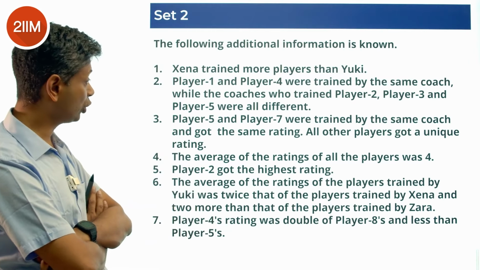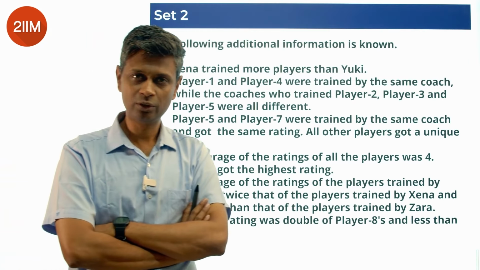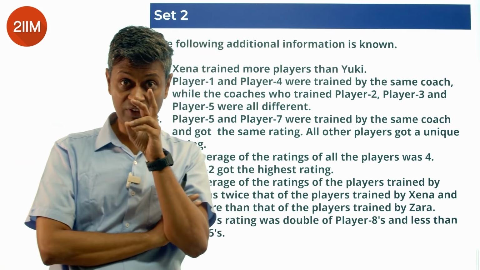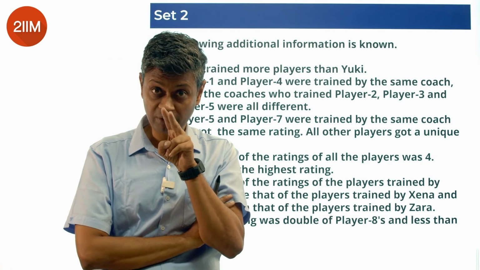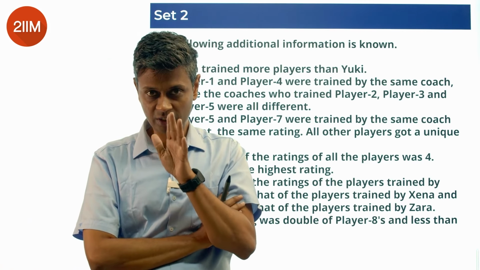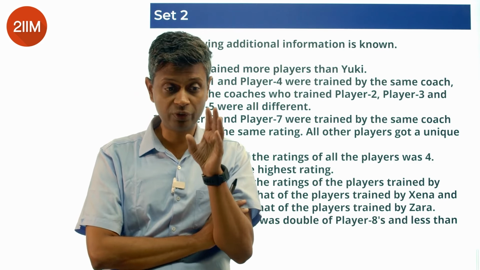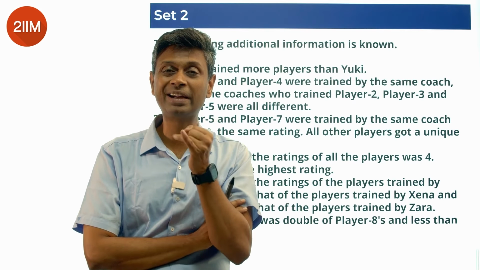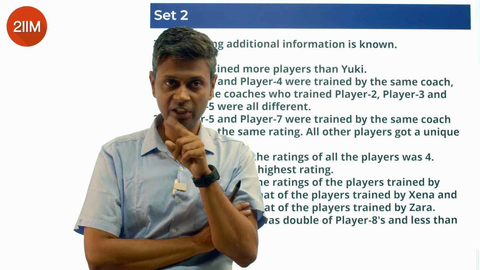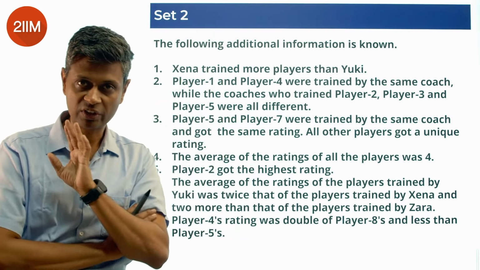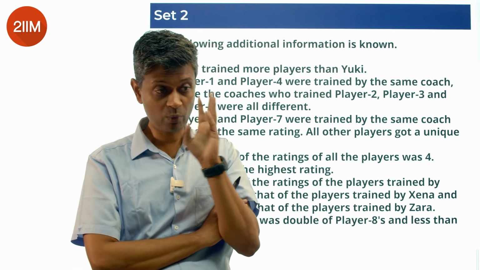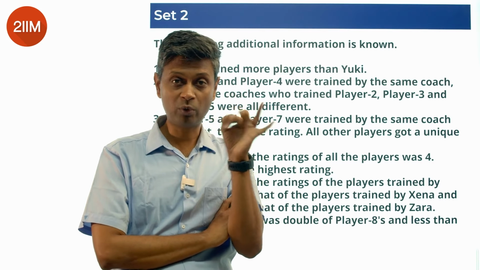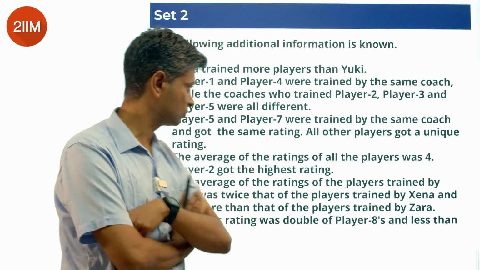All other players got a unique rating. And so 5 and 7 same rating, 8 players, 7 different ratings. That means all 7 numbers, 1, 2, 3, 4, 5, 6, 7, all of them feature. One number repeats, and that repeating number is whatever is there in 5 and 7. Only one number repeats. 1 through 7 feature, and then an additional one could be there, one of these 7 coming one more time.